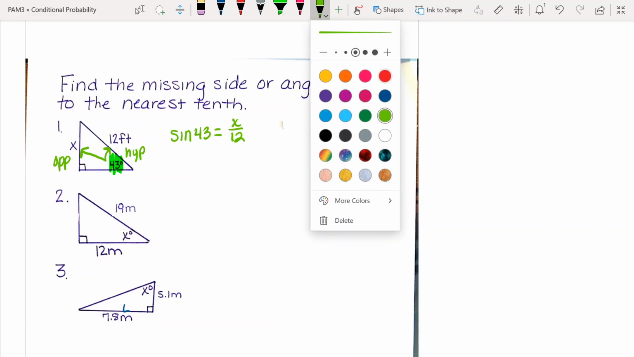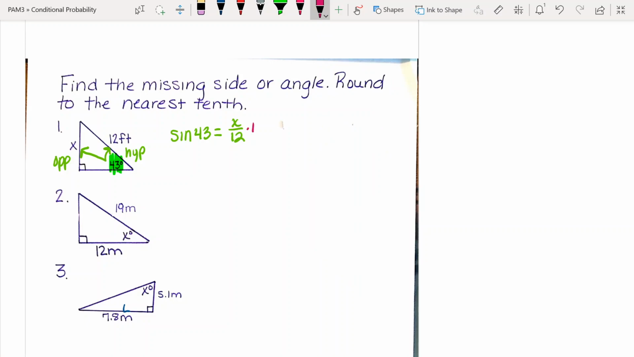All right, we've got to get x by itself, so we're going to multiply both sides by 12. So we end up with 12 sine of 43 is equal to x. Now, remember, if you have the calculator that I had in the classroom, you had to go backwards. You had to put in the 43 first, then hit the sine button, then multiply it by 12. If you've got it in your calculator correctly, you should get approximately 8.2, and our measurement is feet.